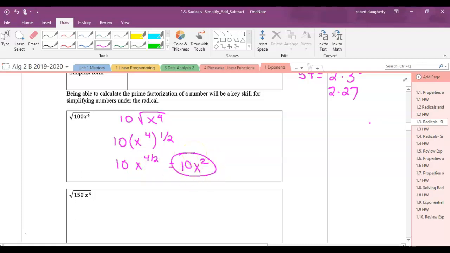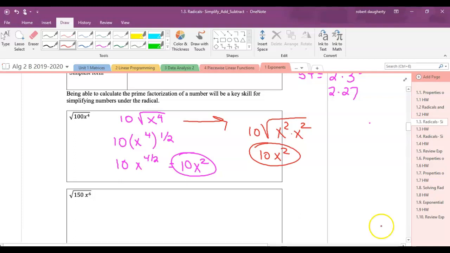Another way of doing this, once you got to this spot, would be to say this is 10 times the square root of x squared times x squared. Okay? Square root of x squared is x. Square root of x squared is x. So this is just 10x squared. Either way, you're going to get to the same number.